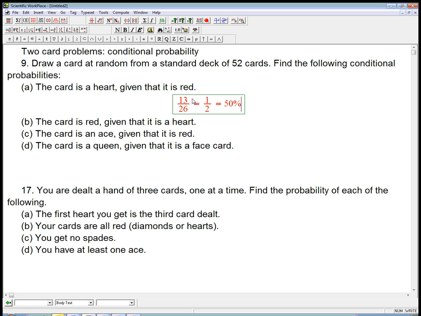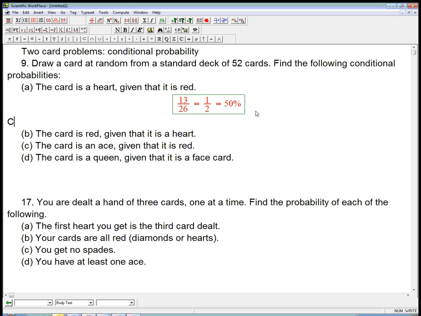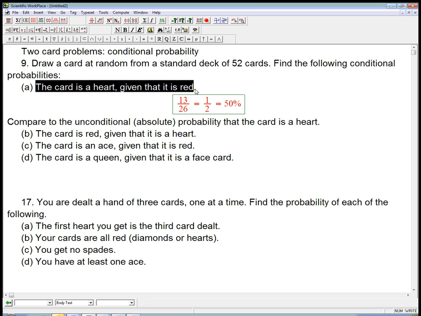Now, let's compare that. Suppose we just looked at the absolute probability, the unconditional probability, simply that the card is a heart. They're not asking this, but I want to illustrate this. Compare to the unconditional, or I would sometimes call it the absolute probability, that the card is a heart. So somebody's drawn the card and they just give it to you. What's the probability that's a heart? In this one, they've drawn the card and they sneak a peek at it and they say it's red. What do you think the likelihood is that it's a heart? Well, it's going to be 1/2. It's just 13 out of the 26.